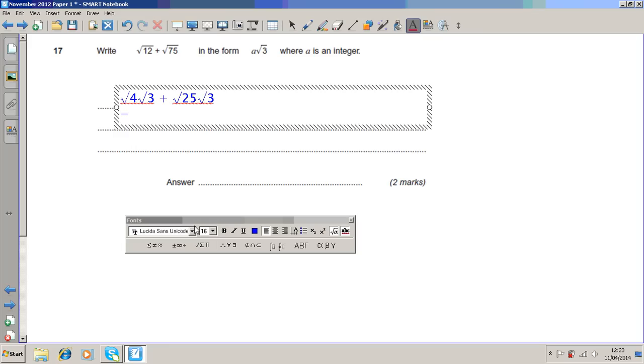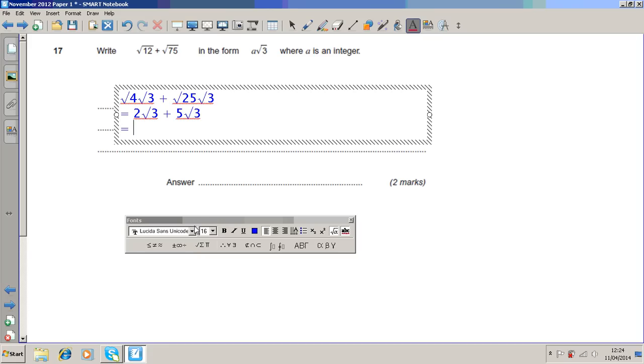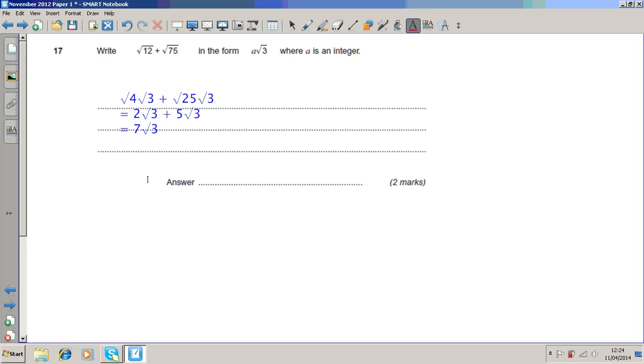So now simplify that. The first bit is 2 root 3, and the second bit, root 25, is 5, so it's 5 root 3. And so if I put them together, 2 root 3 add 5 root 3 is 7 root 3. There's my answer. And it kind of gives me a hint as to how to get there, saying the root 3 thing. So I kind of know I'm on the right lines.